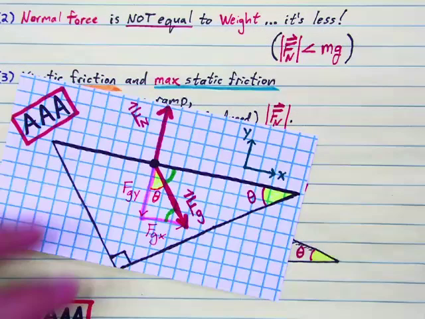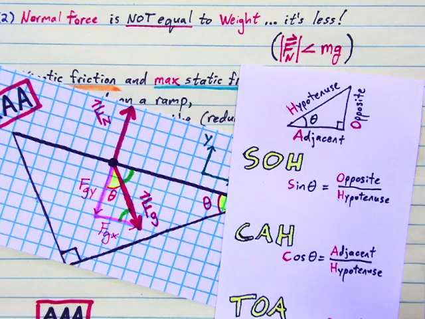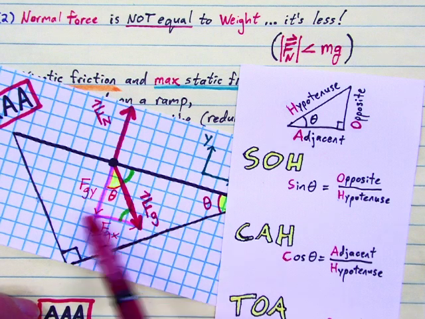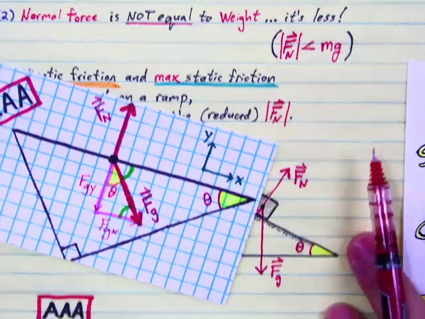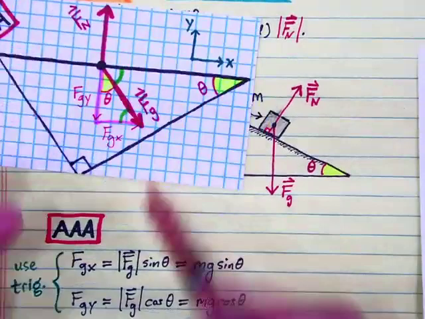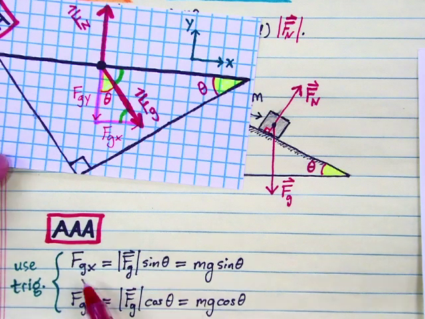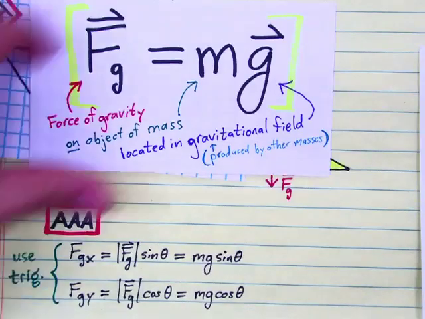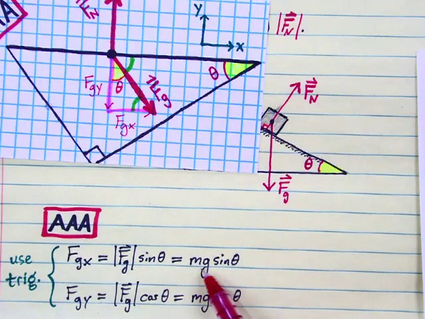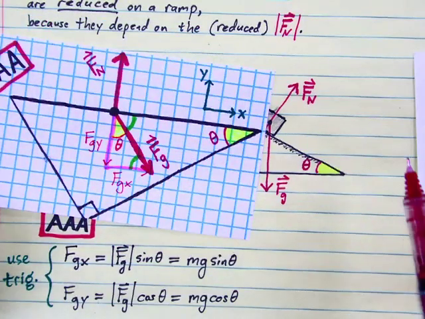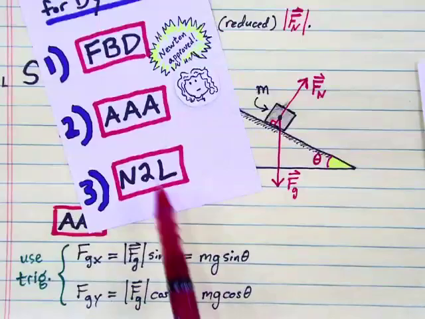At this point, bring in your standard trig functions here, and note that sine theta is equal to FGX over FG, cosine theta is equal to FGY over FG, and that brings us to the last step of AAA, which would be to then use trigonometry to express FGX and FGY in terms of the angle. So FGX is FG sine theta, FGY is FG cosine theta, and then using Newton's law of gravity, we can replace the magnitude FG with mg, so FGX is mg sine theta, FGY is mg cosine theta. Now we've completely broken down our free body diagram here and are ready for Newton's second law.